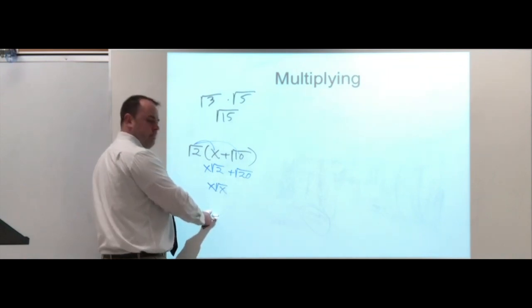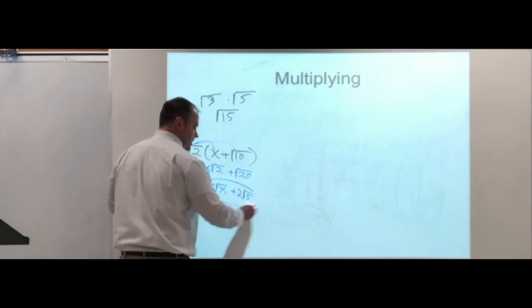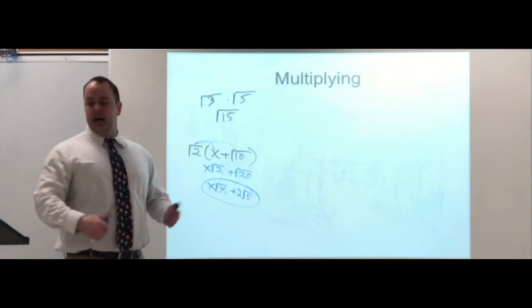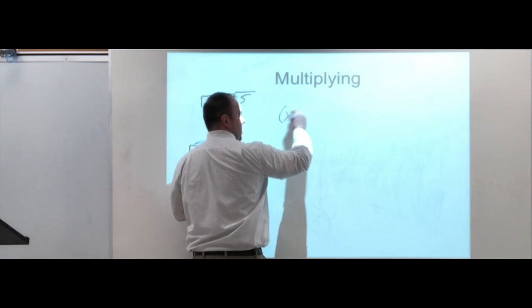Square root of 20, that can be done with a factor tree. 2 square root of 5. And there's your answer. Okay? So if you can simplify, I expect you to be able to simplify. Okay? Some are just going to be a little more work than others.